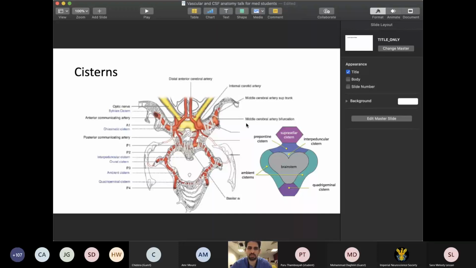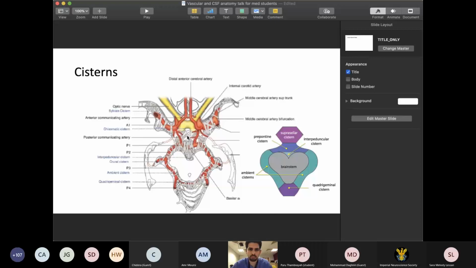Now, the main ones that I'm going to cover are the suprasellar cistern, which is the space above your sella, which is where your pituitary gland sits. It's where you find the infundibulum. It's where laterally you will find the internal carotid arteries. In the suprasellar cistern is where you're going to find the optic chiasm, and it's where you're going to find the anterior cerebral arteries as well.